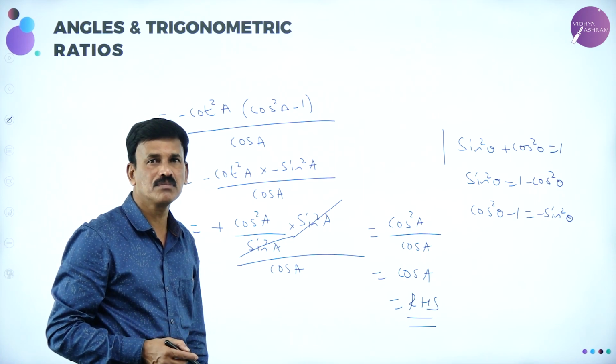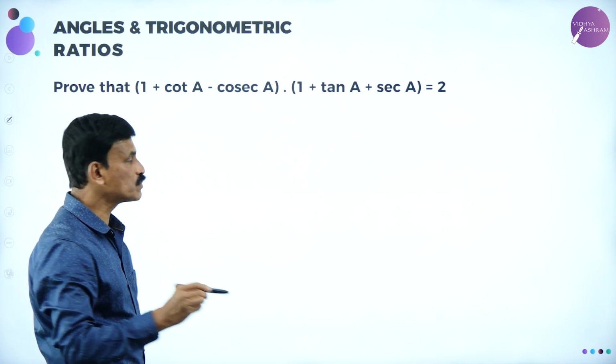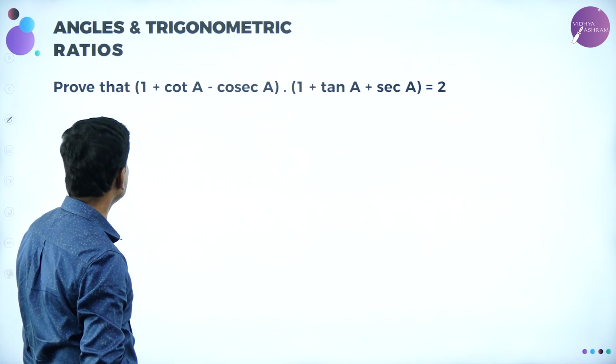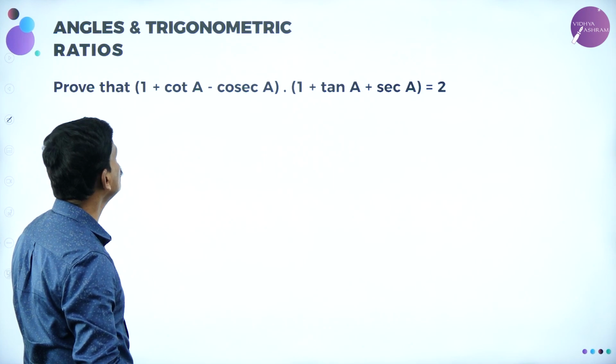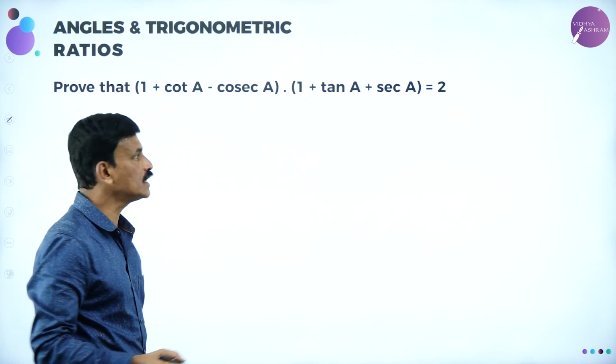Hope you followed. This is a 5-marker question. Now, let us come to the next problem. To prove that 1 plus cot A minus cosecant A into 1 plus tan A plus secant A is equal to 2.